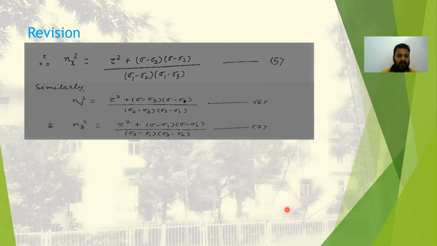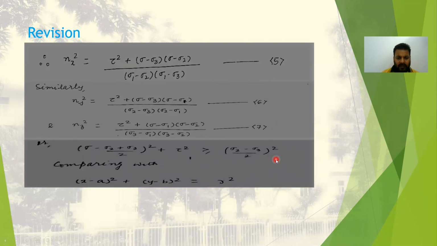In the last class, we started our derivation from the principal stresses sigma 1, sigma 2 and sigma 3, and in the very end we derived expressions for nx square, ny square and nz square in terms of equations 5, 6 and 7. We analyzed equation 5 by considering the case that sigma 1 is the largest of the three principal stresses and sigma 3 is the smallest. The final expression while analyzing equation 5 was like this.